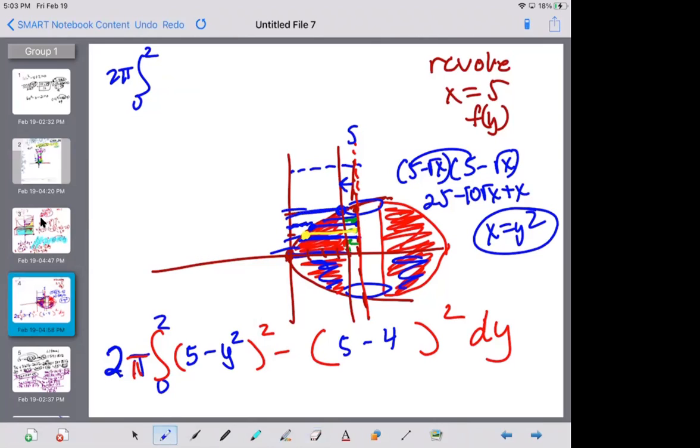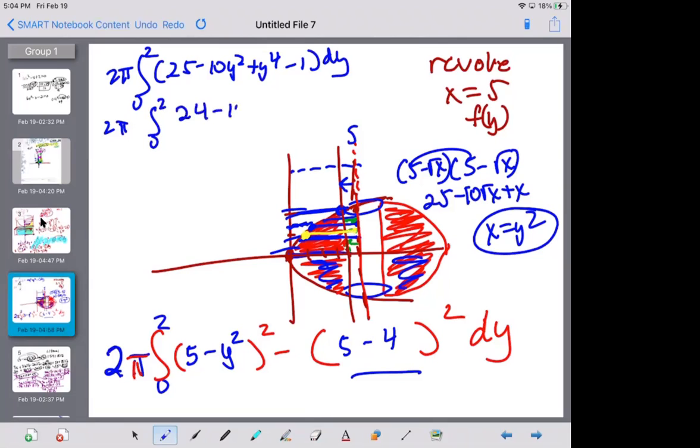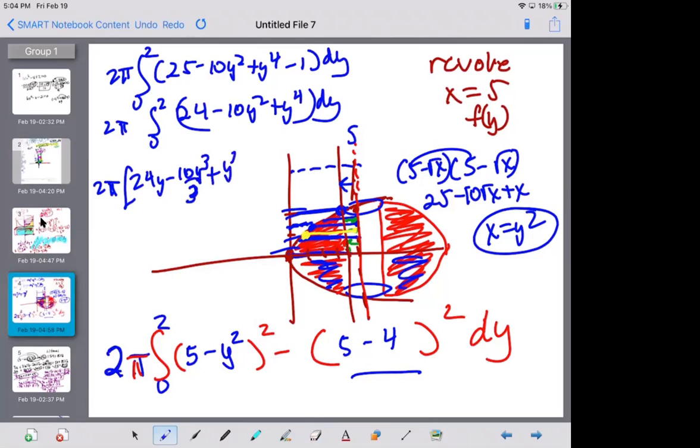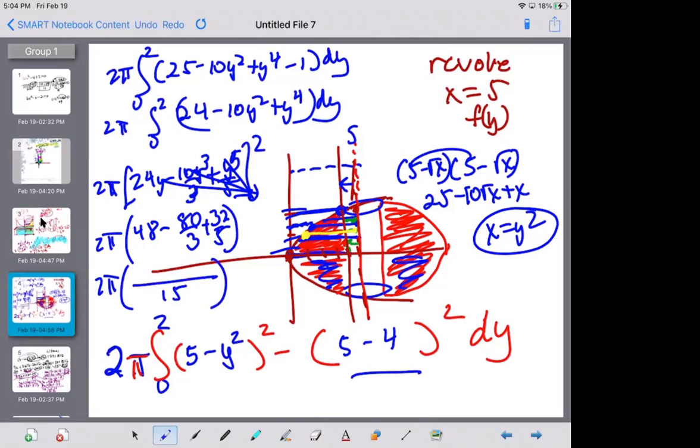All right, so this is going to be 25 minus 10y squared plus y to the 4th minus 1 from this. So this is 2 pi, integral from 0 to 2 of 24 minus 10y squared plus y to the 4th dy. So this gives me 24y minus 10y cubed over 3 plus y to the 5th over 5 from 0 to 2. This gives you 48 minus 80 thirds plus 32 fifths. Don't neglect filling in 0, but it makes all of these 0. Now, this would be a non-calculator problem, so I need a common denominator of 15.